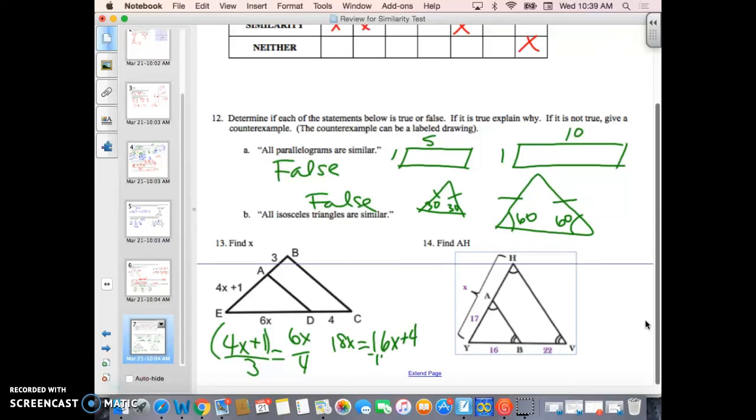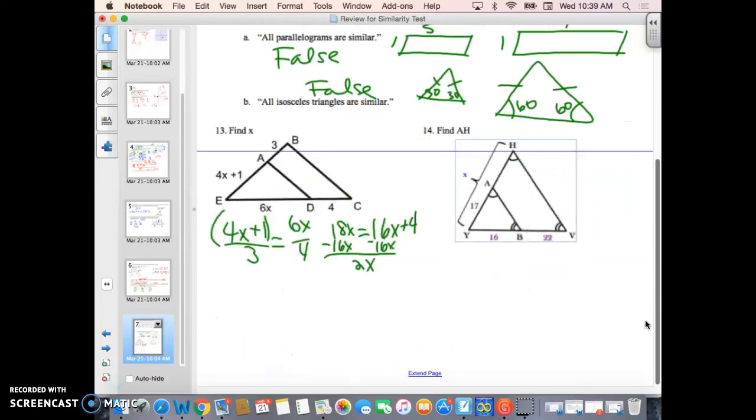I'm going to subtract 16x. So 2x equals 4. So x equals 2. So that's going to make this side 12. And that's going to make this side, 4 times 2 is 8, 8 plus 1 is 9.